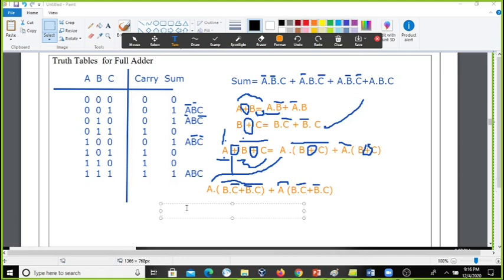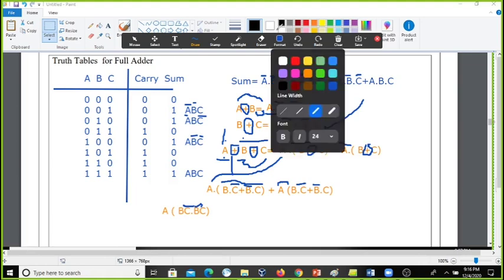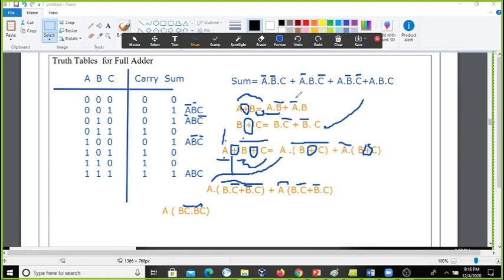Yeah, for this last step, here we have the A, and we can apply De Morgan's law to this. So what happened? Here we have this BC bar and B bar C. So then we have another bar on top, so that bar should be separated.